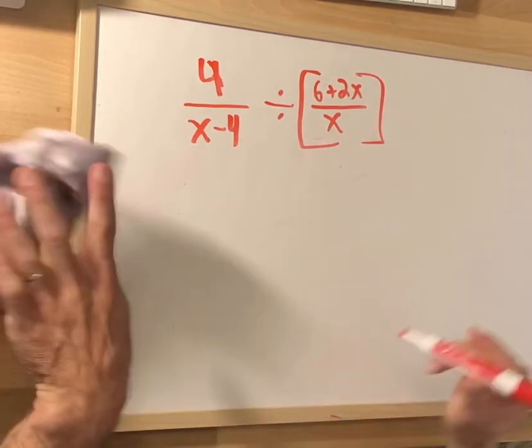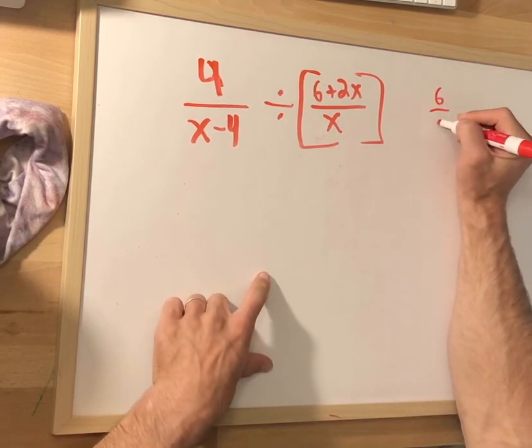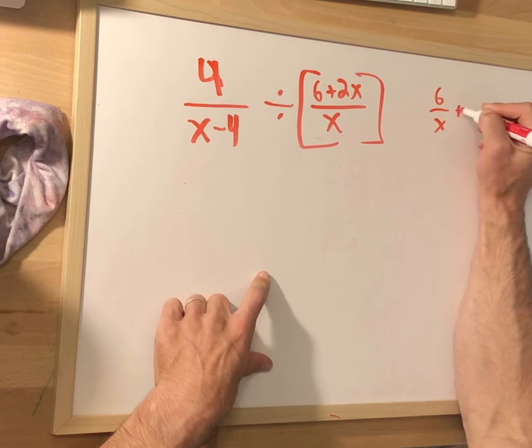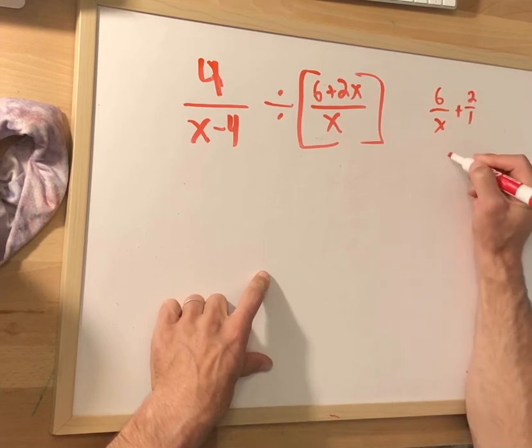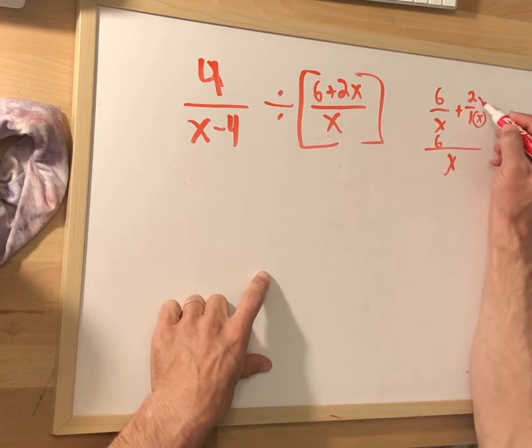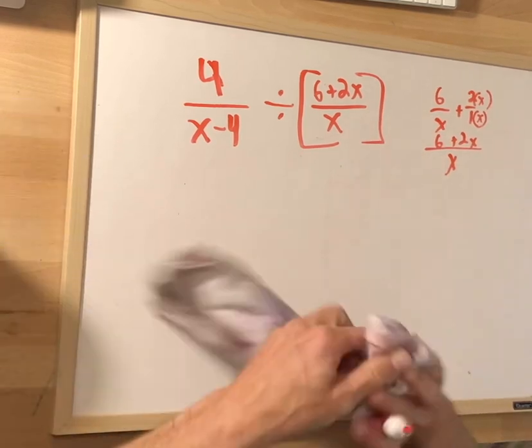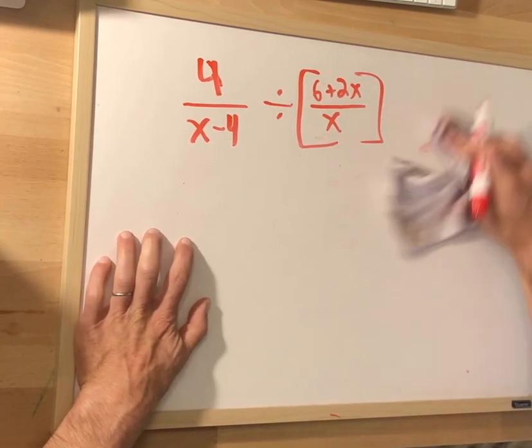Let me go through real quick to make sure I didn't mess it up because I did it rather quickly. Let me do it one more time real quick. 6 over x plus 2 over 1. My common denominator is going to be x. 6, multiply this by x, multiply this by x to get 6 plus 2x all over x. All right, cool. And now I'm going to change it to multiplication of the reciprocal.